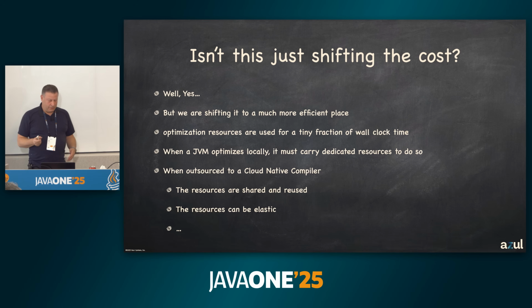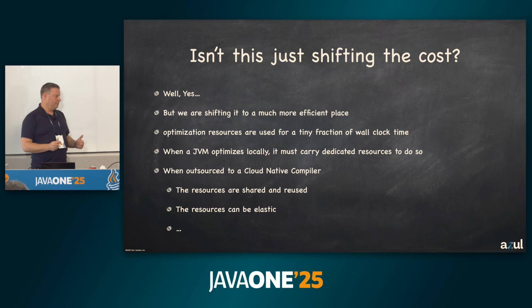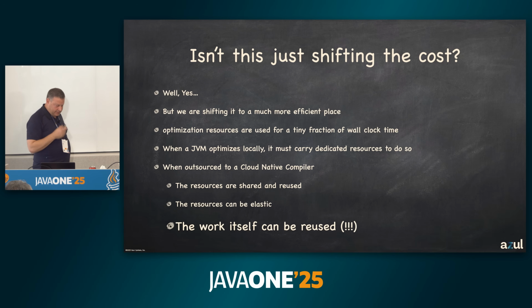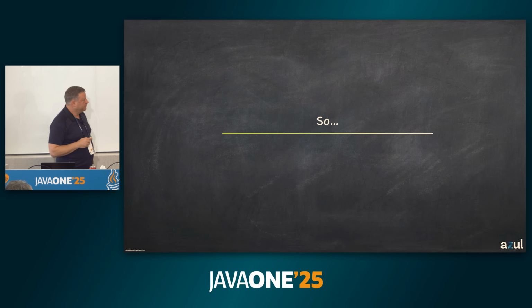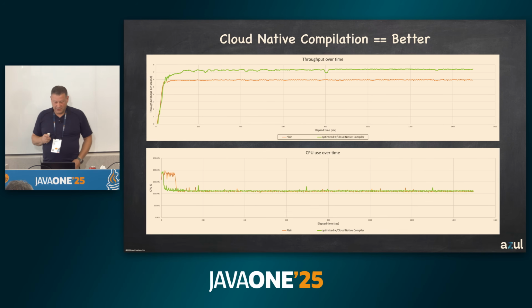Right? And what that means is we could say, okay, it's much cheaper to optimize, that's cool. Or we could say I can now afford to optimize like I've never been able to afford before because it's much cheaper. And you could go either way with that. So the work can be reused. So Cloud Native compilation is just better. Hopefully that's obvious.